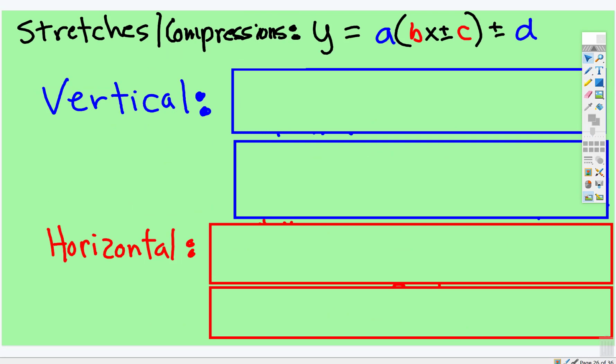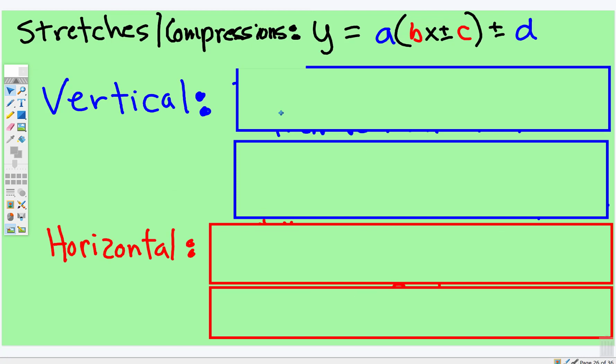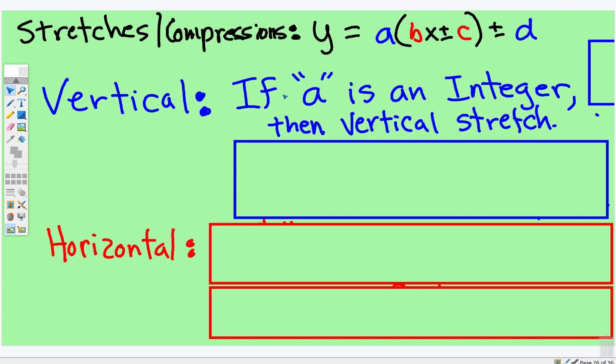Stretches and compressions. These are a little bit confusing, so try to stay with me. So again, right here, the A essentially impacts, I would say, the Y values, but it's not that simple when it comes to this. But, oh, did I freeze that? That's not good. All right. If A is an integer, then it's a vertical stretch. And this is what I mean by that.